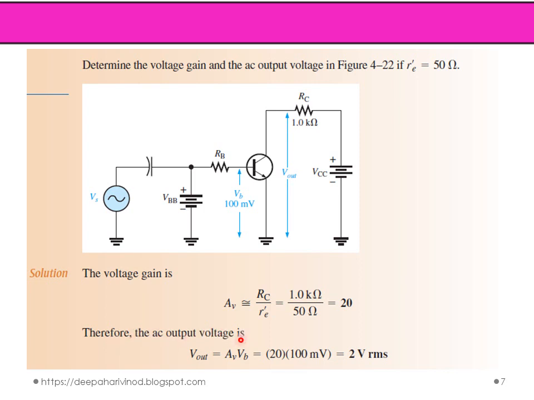AC output voltage vout equals gain times input voltage, that is Av equals vout by vb. So vout equals Av times vb. Av we got as 20, and the input voltage vb is given as 100 millivolt. By substituting the vb, we will get 2 volt as the RMS value.